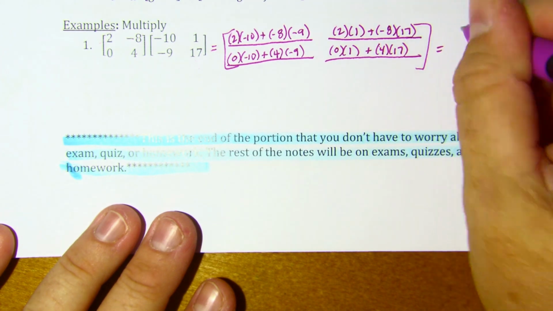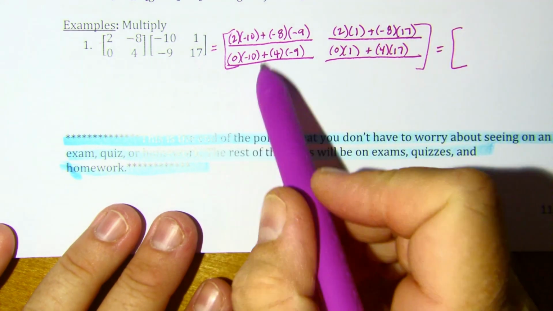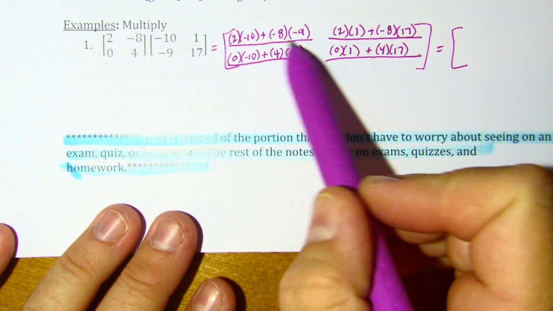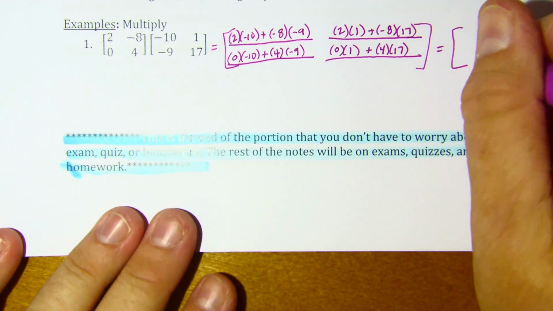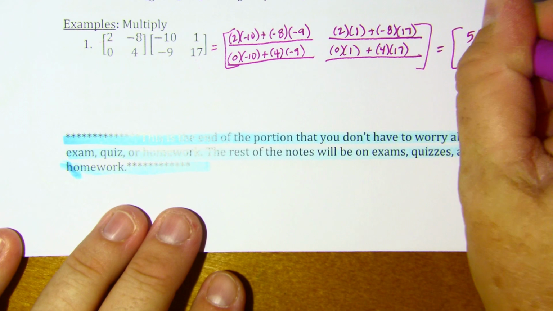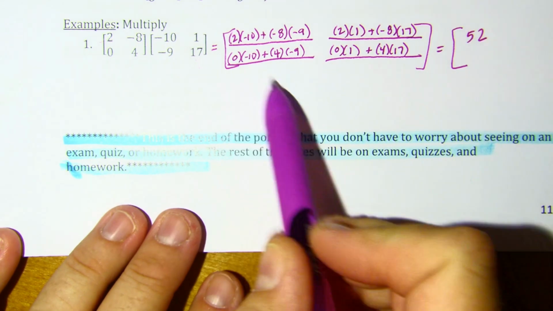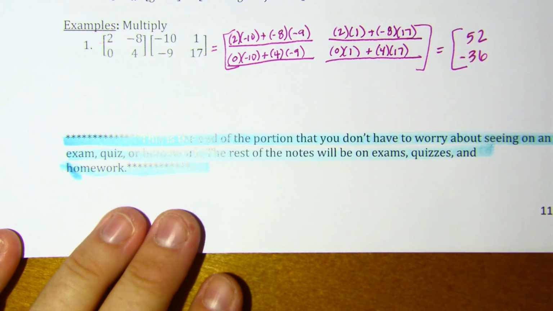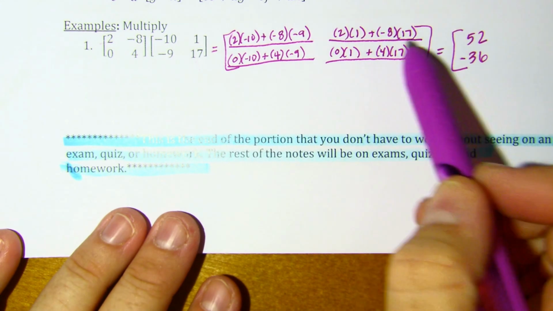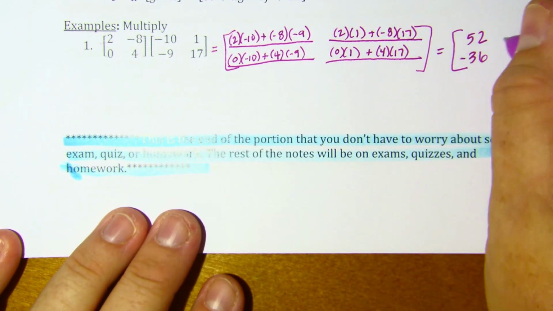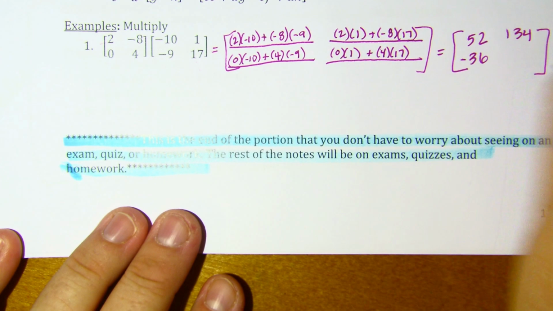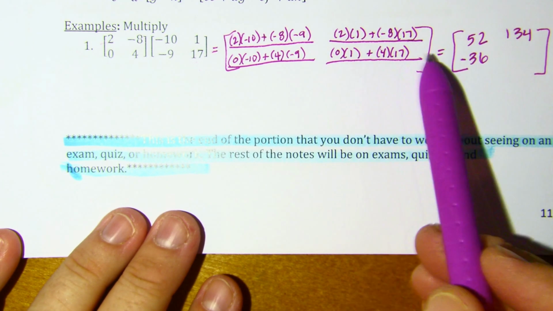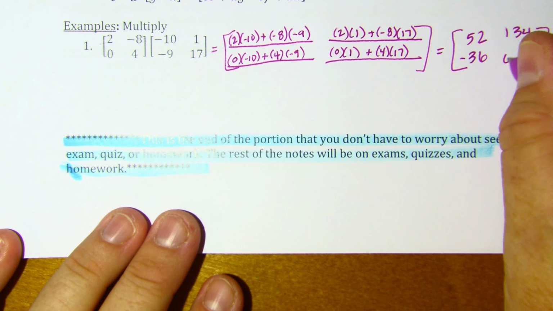And now we just have to simplify those. So 2 times negative 10 plus negative 8 times negative 9 gives me 52. And then 0 times negative 10 plus 4 times negative 9 gives me negative 36. 2 times 1 plus negative 8 times 17 is 134. And then 0 times 1 plus 4 times 17 is 68.